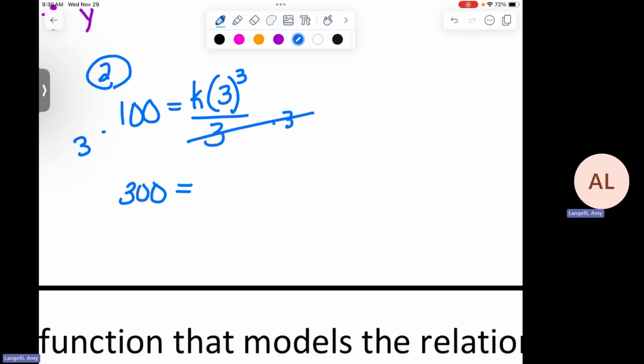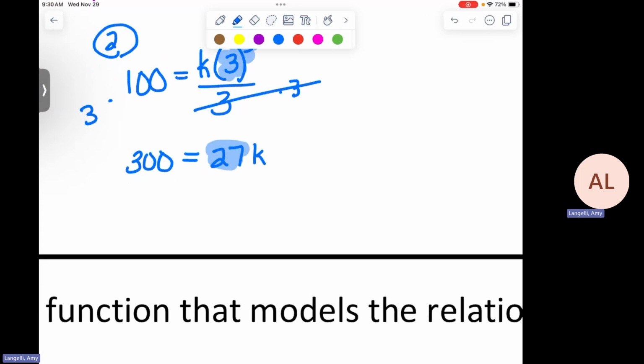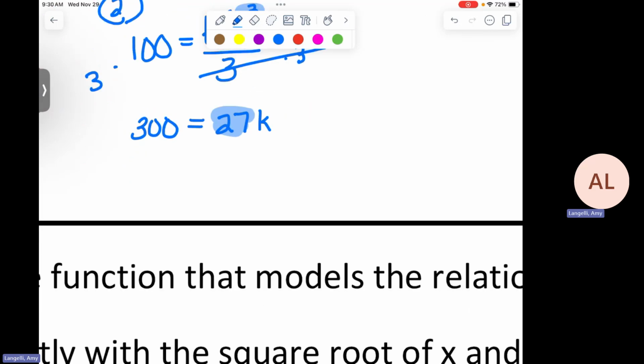Do you guys have 3 to the third power memorized? Not 12, 27. So I put it in the front. I like to have my coefficient in the front. You can write k times 27 if that makes you feel more comfortable. And then to solve for k, the last step would be divided by 27. Whoops.